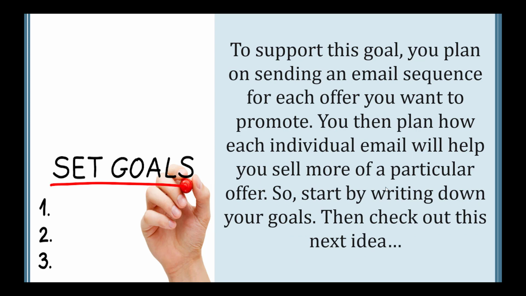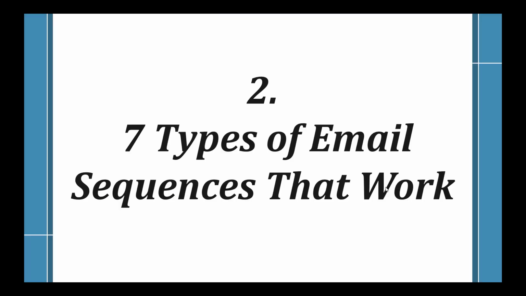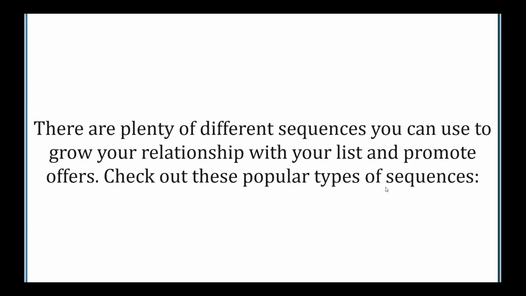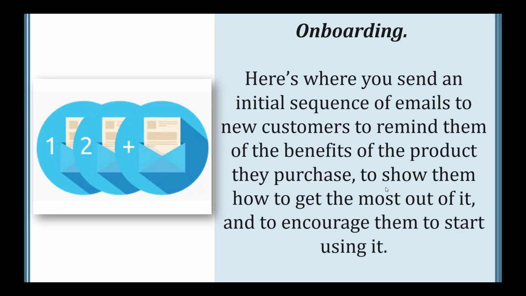Now, to support this goal, you plan on sending an email sequence for each offer you want to promote. You then plan how each individual email will help you sell more of a particular offer. So start by writing down your goals. Then check out this next idea. 7 types of email sequences that work. Now, there are plenty of different sequences you can use to grow your relationship with your list and promote offers. Now, check out these popular types of sequences.